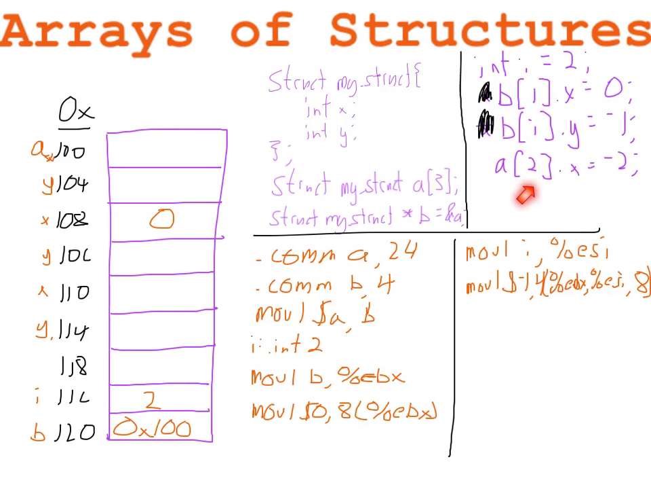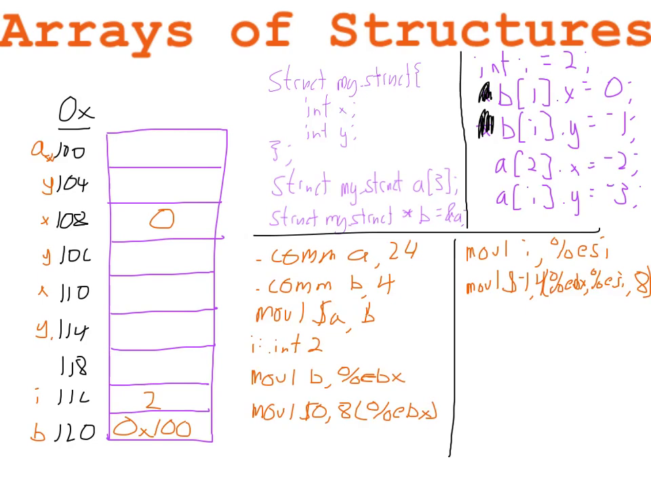Now, if we do not know at compile time what index we want to go to, it would look something like this: A of I, and I'll do a dot y in this case. Let's set that equal to -3. If we do not know at compile time what index we want to go to, we cannot use direct addressing. We must instead use direct index addressing, as you probably have guessed. So let's start with the first case where we set A of 2 dot x equal to -2, and like I said, that's going to be direct addressing.